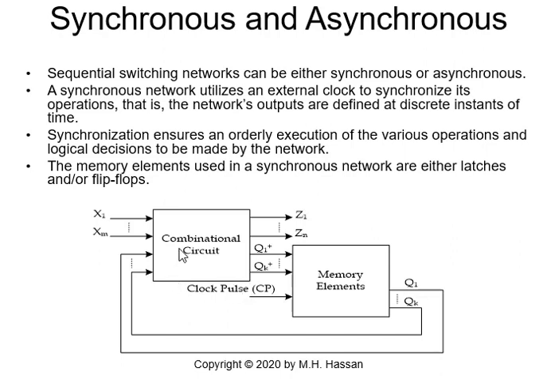Now, the combinational circuit would have a number of inputs, which could be from x1 to xm, and a number of outputs, which could be from z1 to zn. You could have a single input and a single output. Okay.